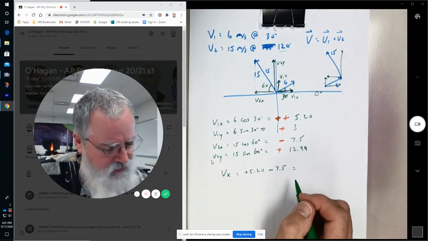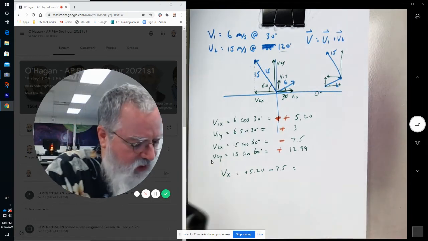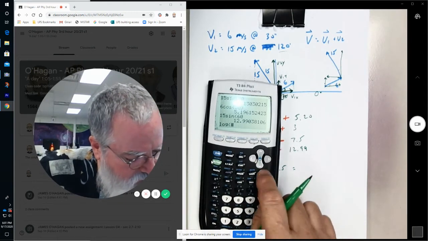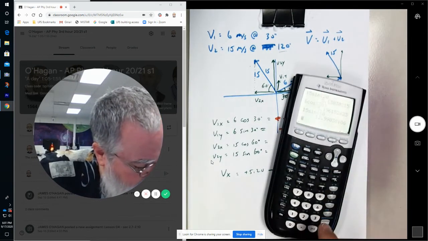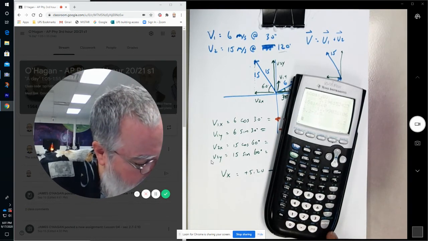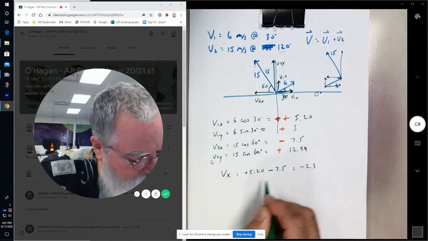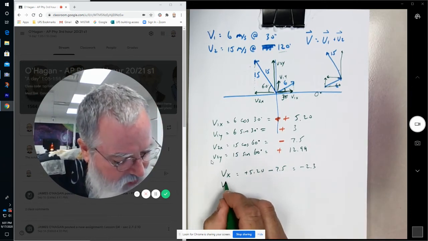Oh, what is that going to be? Minus 2.3. I'm not going to trust myself. I hate when I go across that 0 point. Clear. 5.2 minus 7.5. Yep, minus 2.3. Okay, I just get nervous. Minus 2.3. All right, velocity in the y.